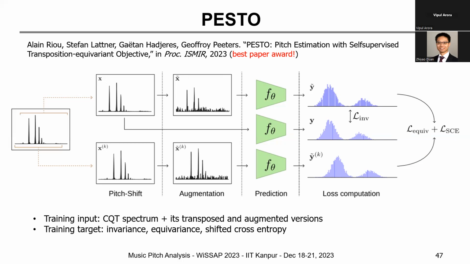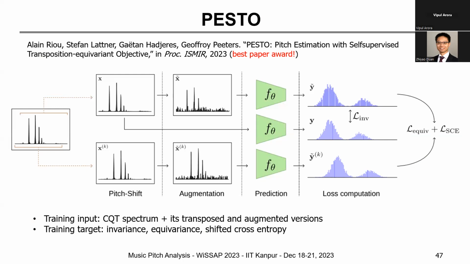And the idea of this method is, again, to transform the data into different versions and draw relations between those versions. So in this case, we are looking at a constant Q spectrum of a frame of the audio. And we have the original version X. We have a noisy version, so we just add some noise to it. And we have a shifted version, pitch shift, left and right shift, right? X_k, and also the noisy pitch-shifted version.